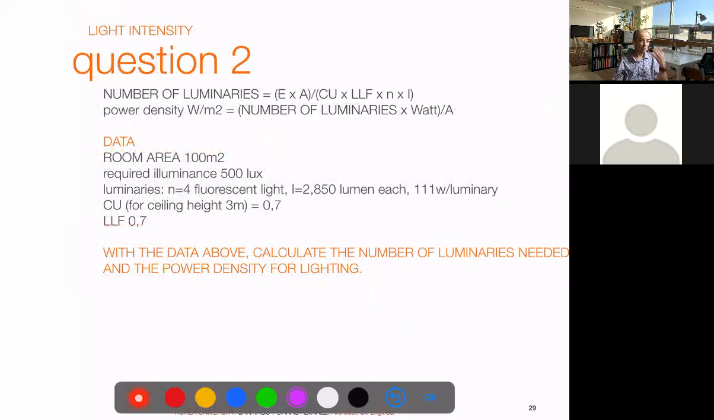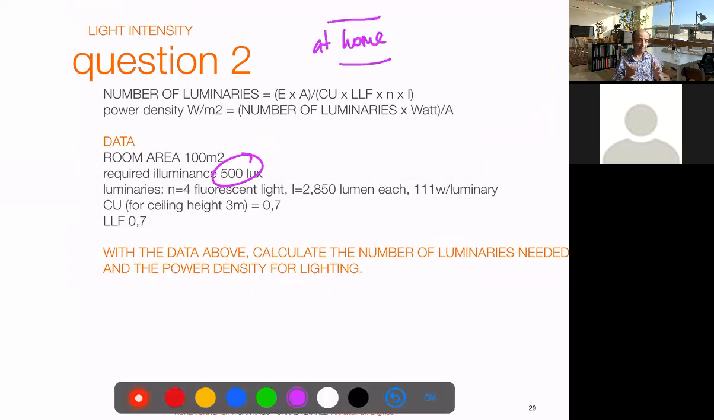And again, just do it once to see how that works. And actually this data is more or less what we have in our classrooms, because I think they are calculated more or less for 500 lux. So the results will be very closely related to what we have in class. This you do at home.